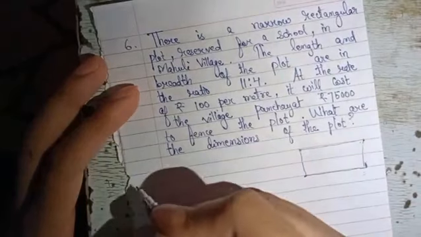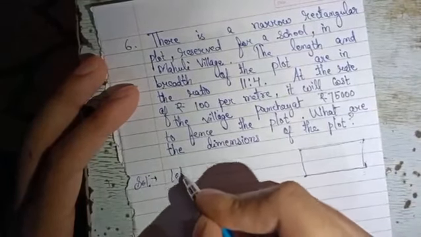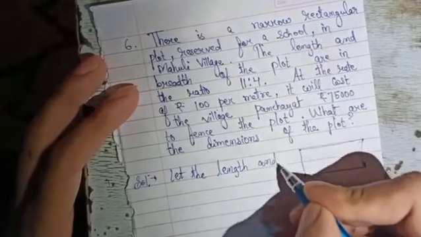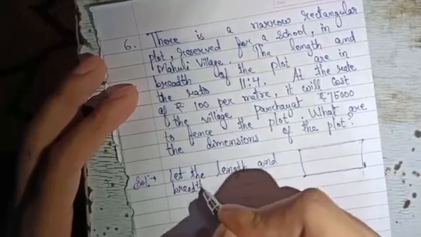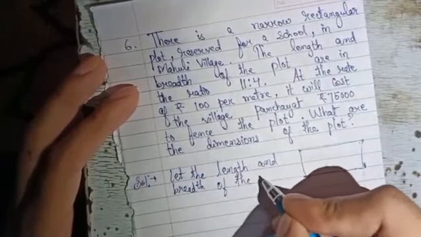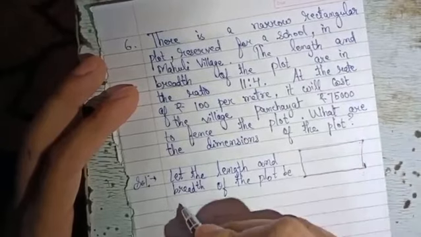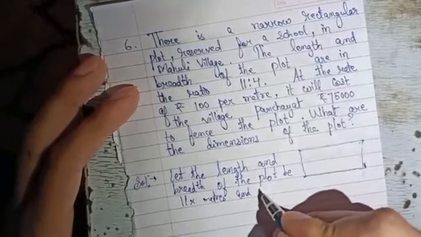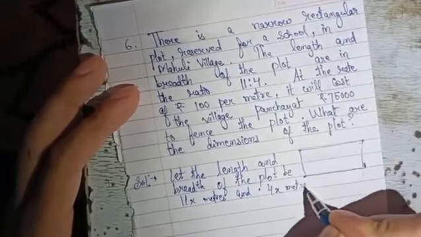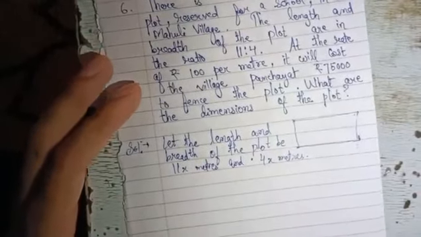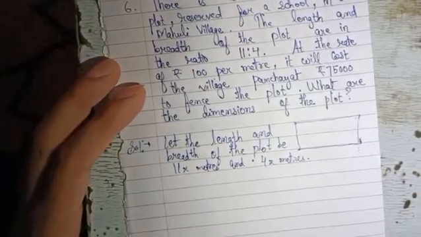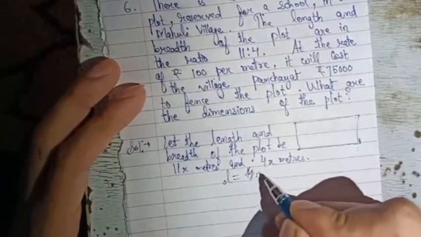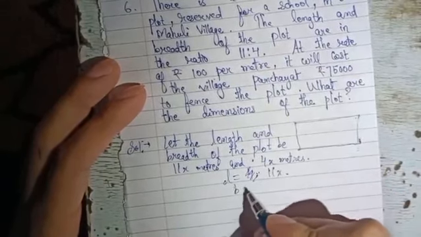First of all, we will assume: let the length and breadth of the plot be 11x meters and 4x meters. That we have assumed that 11x meters and 4x meters will be the length and breadth. That means the value of L is 11x and breadth is 4x.